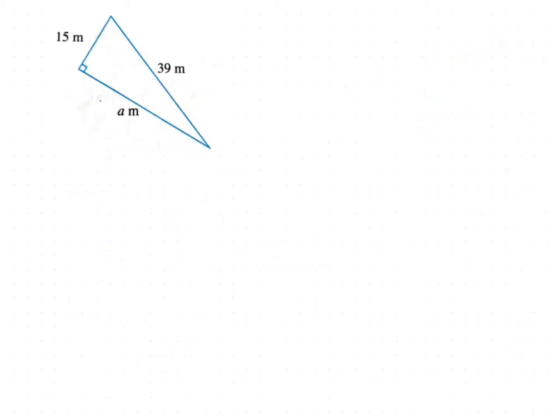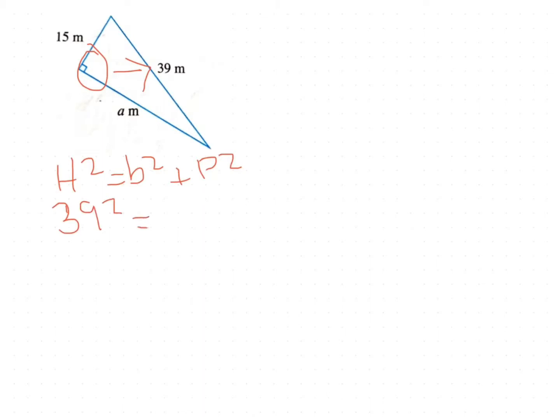Here is our question number 2. As we can see, here is also a right angle triangle. What's the hypotenuse in this right angle triangle? The right angle is here and the opposite side is 39 meter. So 39 meter will be the hypotenuse and we have to find the A meter here. First of all, write the formula. H2 is 39 square equals base 2 is unknown, and then P square is 15 square.